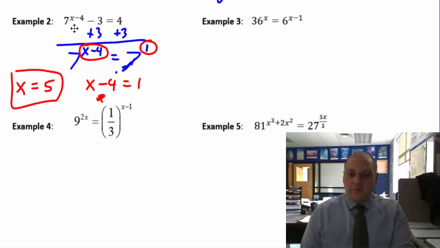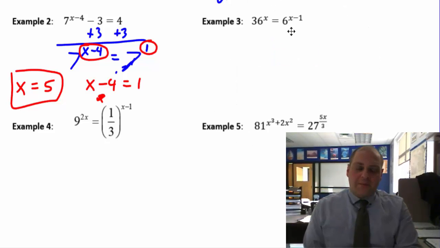X being 5 would be the value that would give you 4 on both sides of the equation here. Now this one's different. If I have 36 here, I would need 36 here. I can't just say x equals x minus 1, because the bases are not the same. So what you need to do is get a common base.